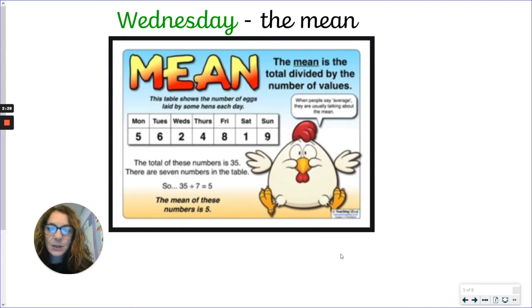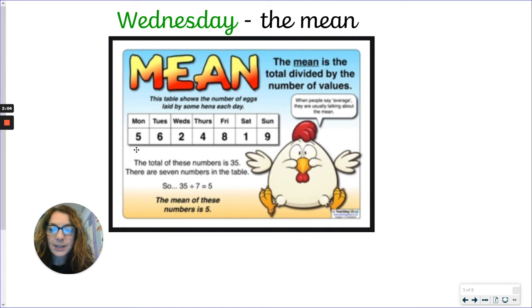Now on Wednesday, you're going to be working on finding the mean. And this is something that's cropped up a little bit before. It's something that you might have used in science. And what we mean by the mean is what's often called the average. And to find the mean of a set of data, what we need to do is we need to add up all of the numbers and then we divide them by how many numbers there are.